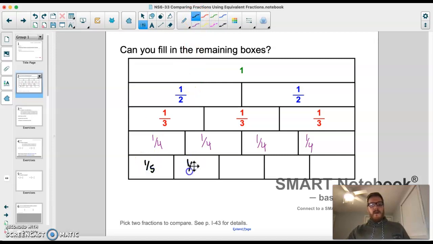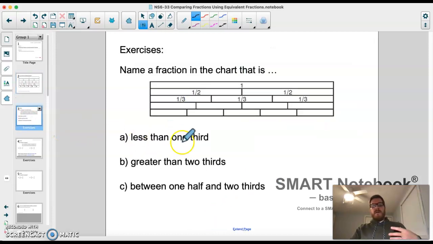So here's my 1/5. One of the things I should point out as I'm finishing that is that these are cumulative, right? If I go 1/5 and then another fifth, that line here brings me to 2/5. This line would be 3/5, right? If I go over to this line, that would be 3/4. So they are cumulative.